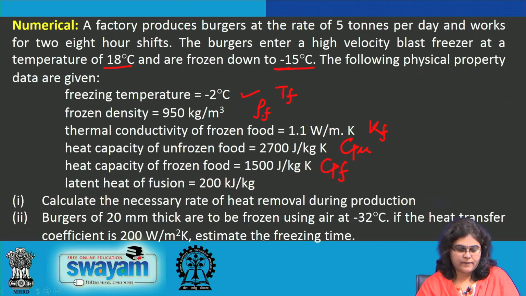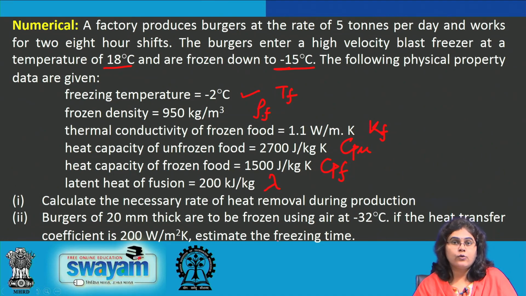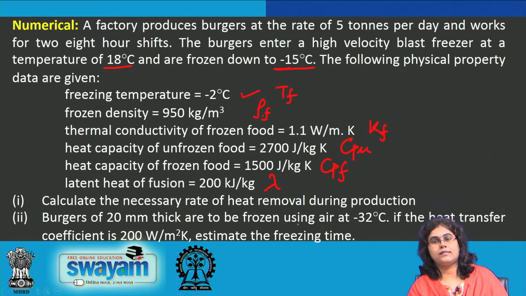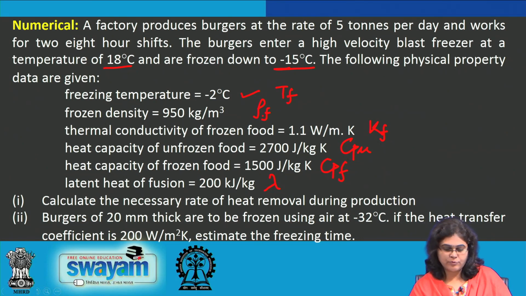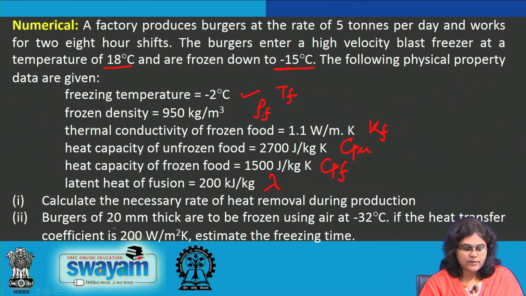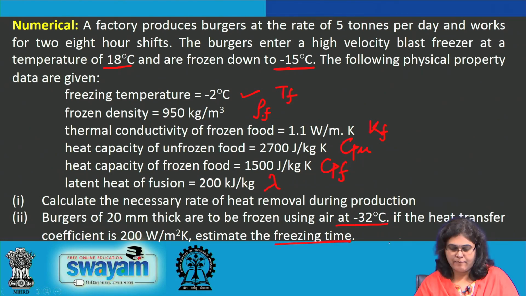Cpf is also given, and latent heat of fusion is given. We have to calculate the necessary heat removal during the production process. What is the necessary rate of heat removal during the production process? And if burgers 20 millimeter thick are to be frozen using air at minus 32 degree centigrade, then we have to find out the freezing time, provided the heat transfer coefficient is given as 200 watt per meter square Kelvin.